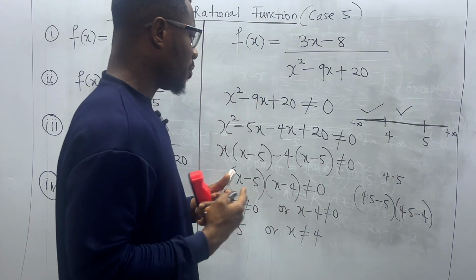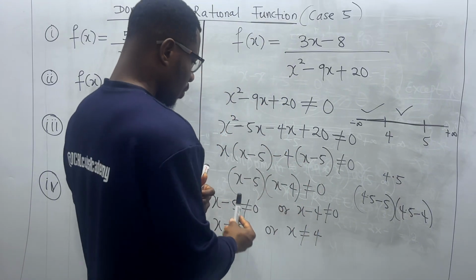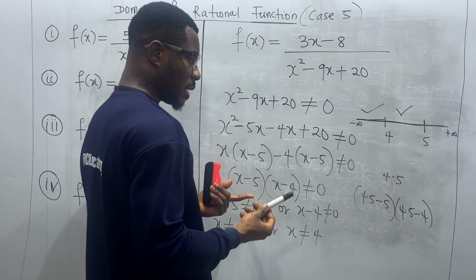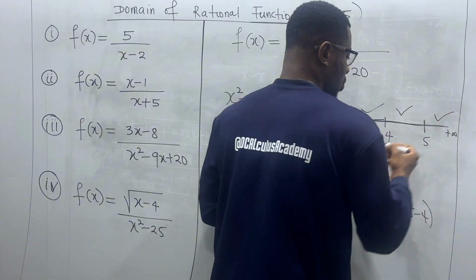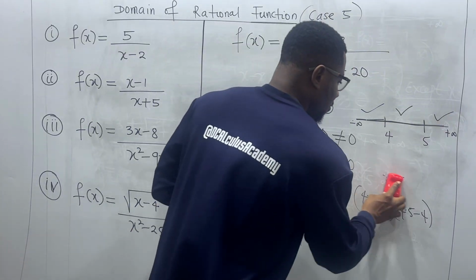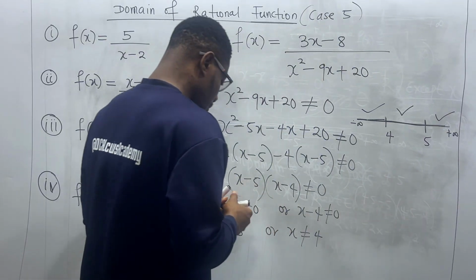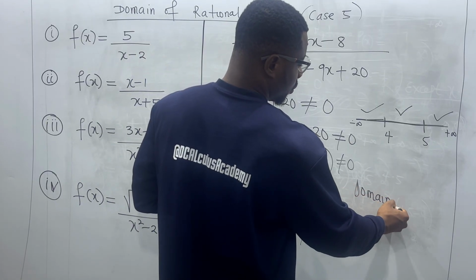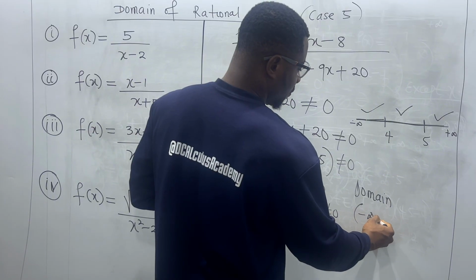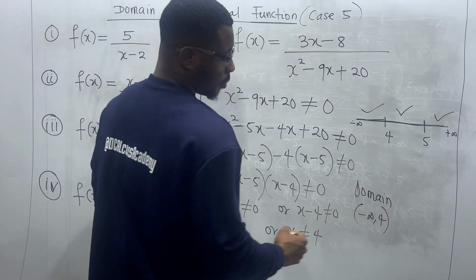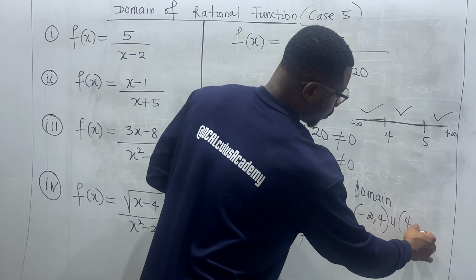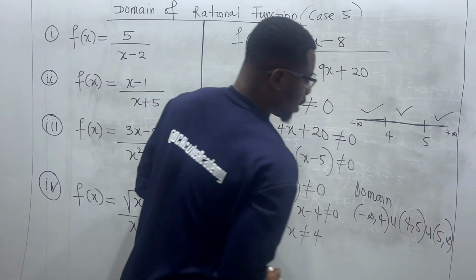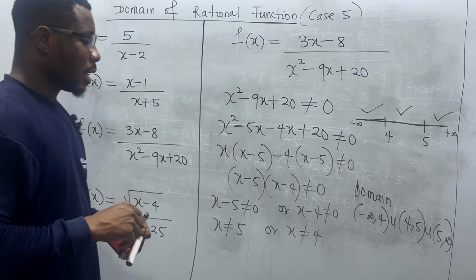Now let's try above 5. Let's see what happens. Above 5, let's try 6. 6 minus 5 is 1, 6 minus 4 is 2. The answer gives you a number that is not 0. So this guy is also accepted. Alright, so therefore, in conclusion, the domain should be negative infinity to 4 union 4 to 5 union 5 to positive infinity. Okay, so this is the domain.